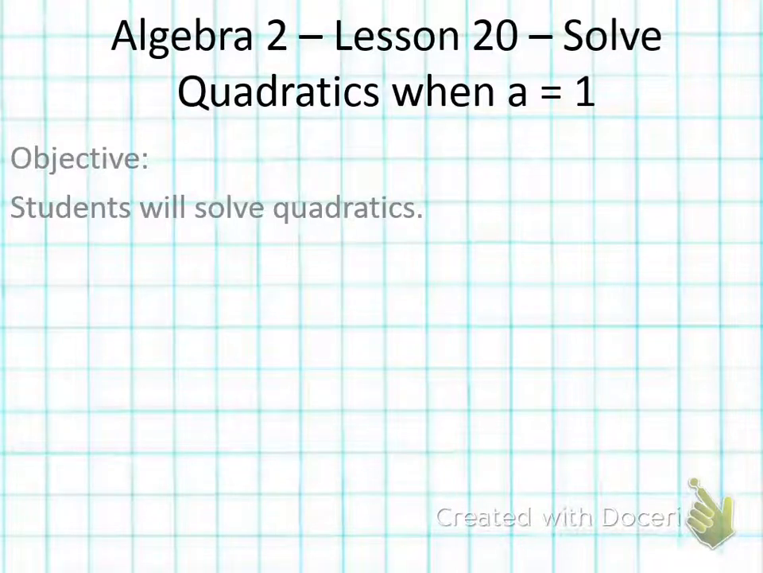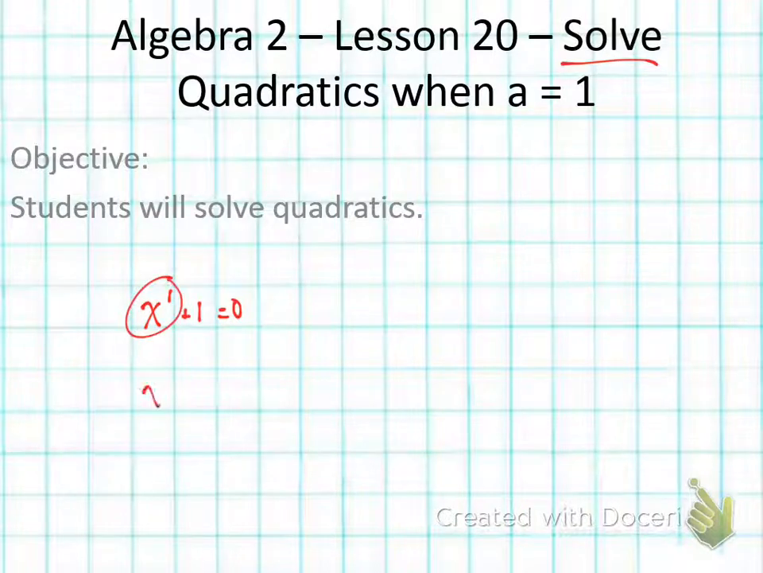Okay, this is lesson 20, solving quadratics when a is equal to 1, like quadratic equations. Whenever you see the word solve in any of your homework or tests, solving means find the answer of the letter. In Algebra 1, you definitely had something like x to the first plus 1 is equal to 0. What's x equal to?